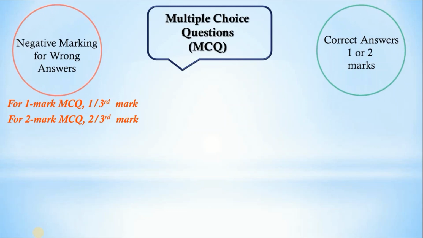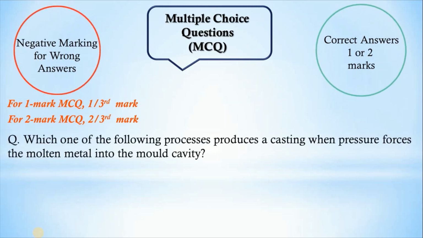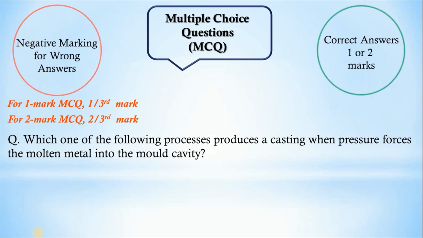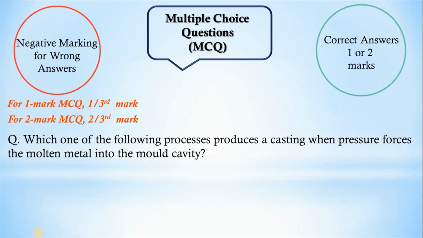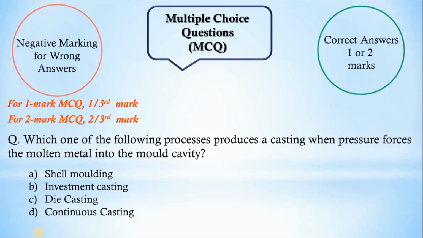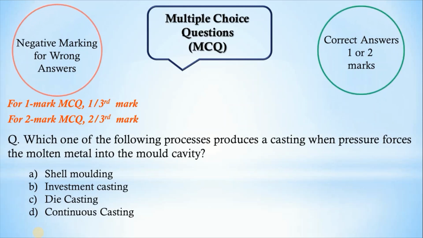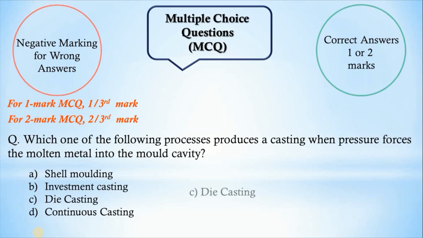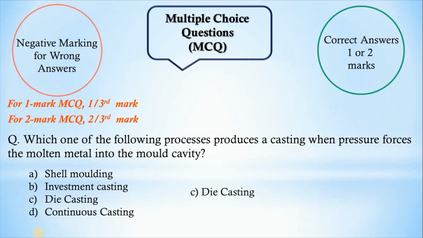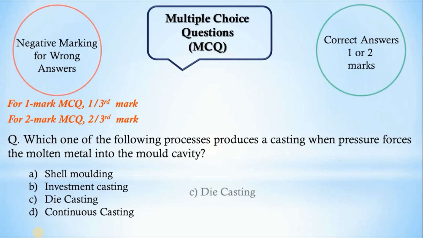So how will the questions be? For that, take an example. The question: which one of the following processes produces a casting when pressure forces the molten metal into the mold cavity? For that, there will be 4 options: shell molding, investment casting, die casting, and continuous casting. So in these multiple choice questions, only one answer will be correct. For this question, you have to select the option die casting. So these are the multiple choice questions which carry 1 or 2 marks.